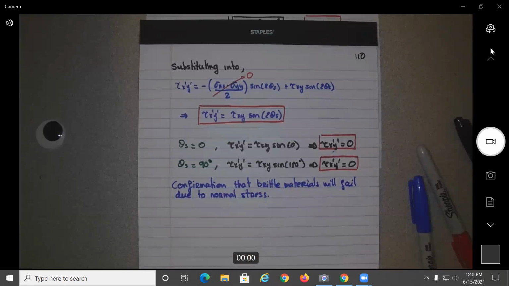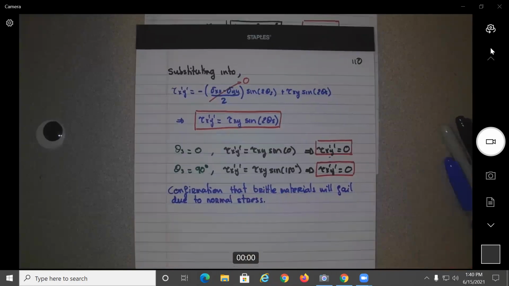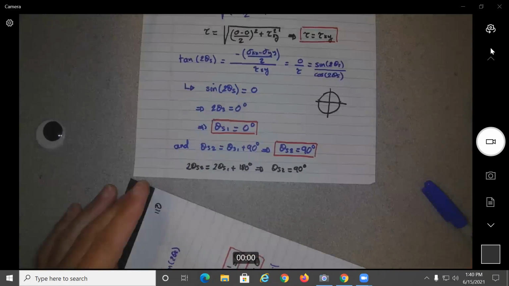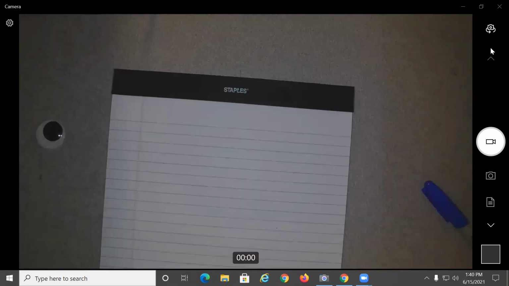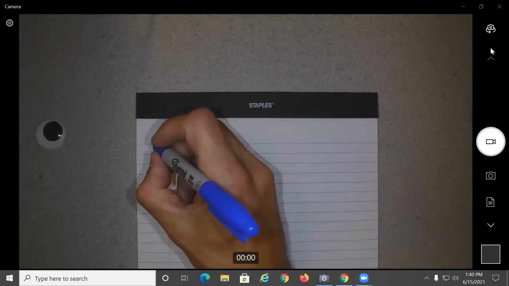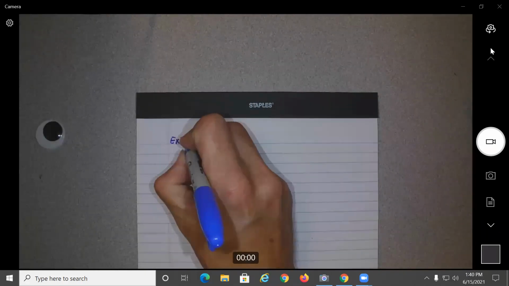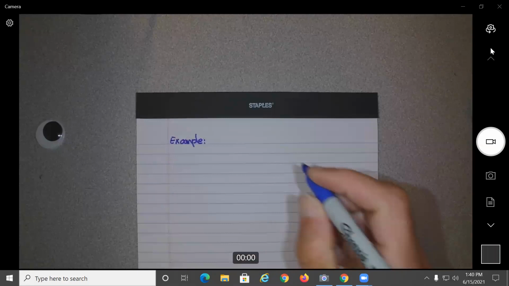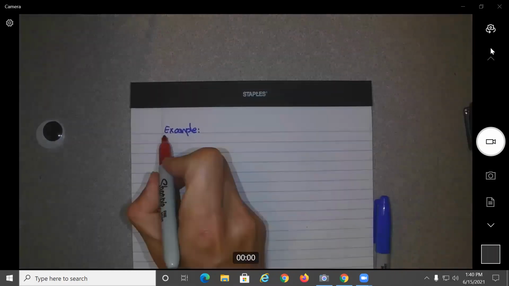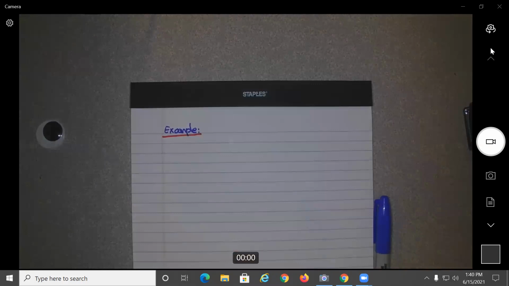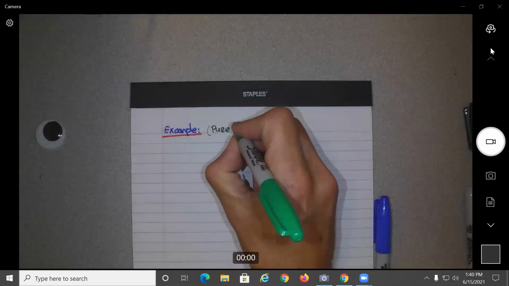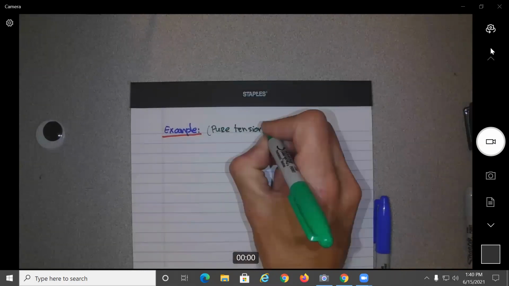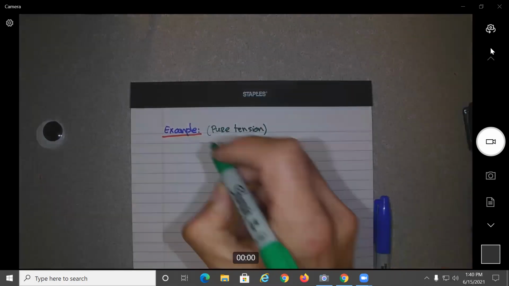All right, so now in order to make everything clear, I wasn't planning on doing it, but let's just do it. We're going to do the opposite example, which is we're going to assume instead of pure torque, we're going to assume pure tension. Let's say here, pure tension. And let's see what happens.